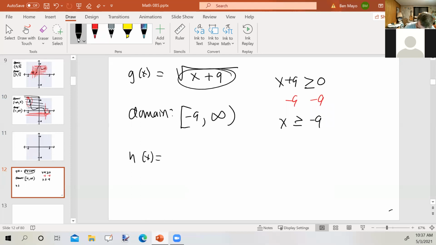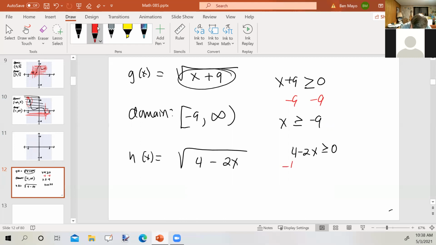H of x equals, we'll say, the square root of 4 minus 2x, okay? So again, we're taking an even root. So 4 minus 2x has to be greater than or equal to 0. Solving this inequality, we'll subtract 4 from both sides, and we get negative 2x greater than or equal to negative 4. Then we'll divide both sides by negative 2.